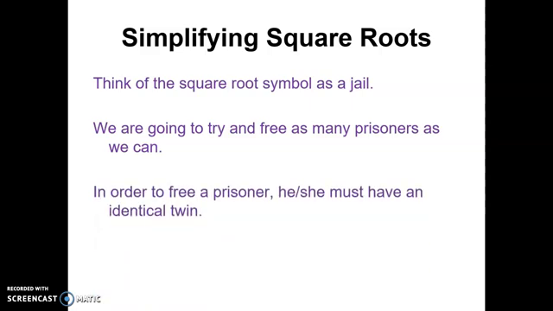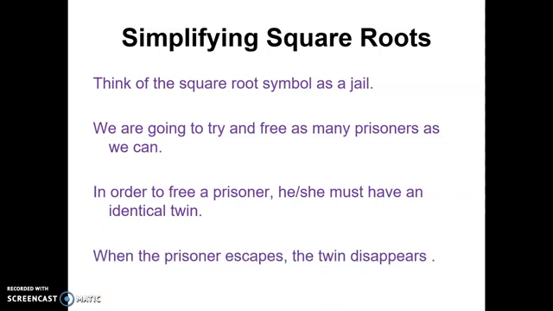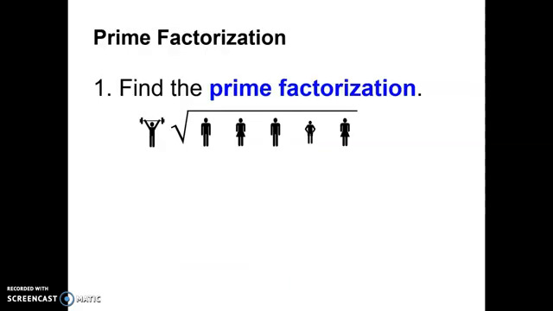In order to free a prisoner, the prisoner must have an identical twin. And when the prisoner escapes, the twin disappears. We're going to look at this in general, and then we'll do some examples.